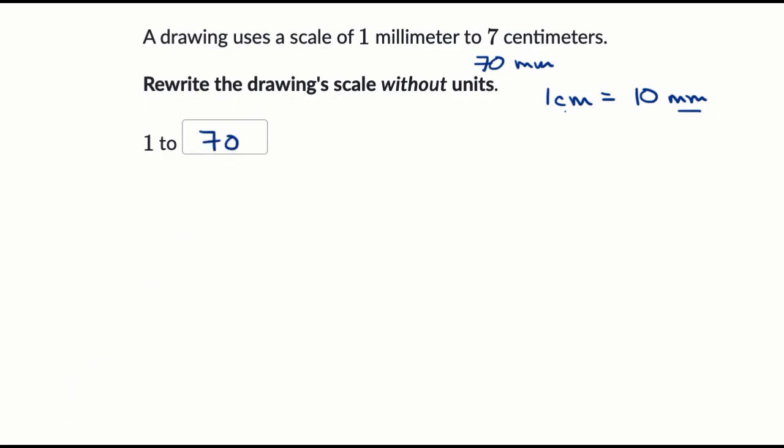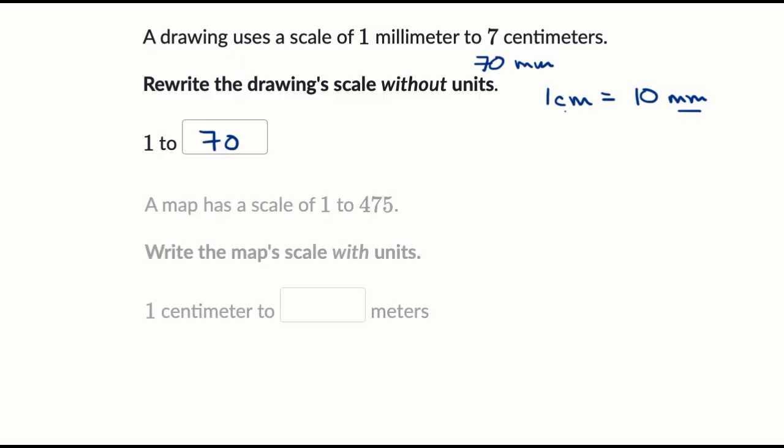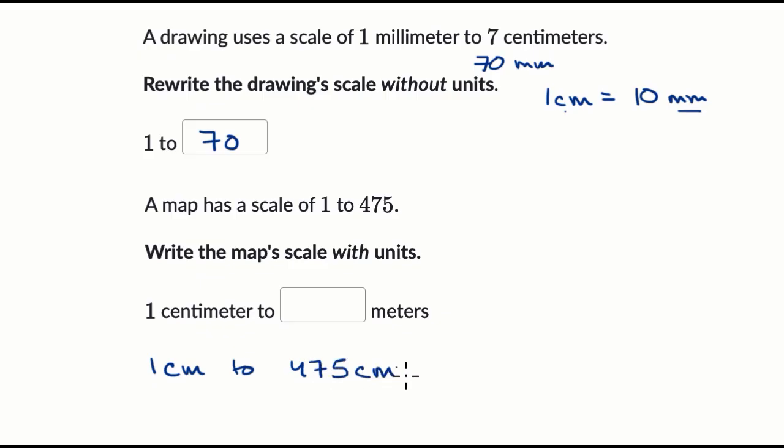Let's do another example, but in this one, we're going to go the other way around. We're told a map has a scale of 1 to 475, but now they want us to write the scale with units. So it's 1 centimeter to how many meters? So pause this video again and have a go at this. Well, if we kept everything in centimeters, we could write it as 1 centimeter to 475 centimeters. But they don't want this. They want us to give 475 centimeters in meters. So how do we convert that?